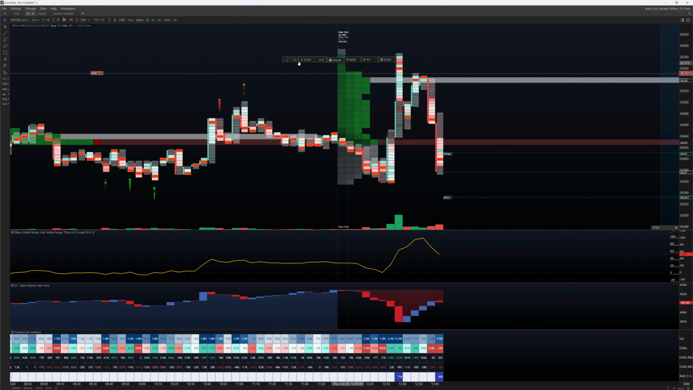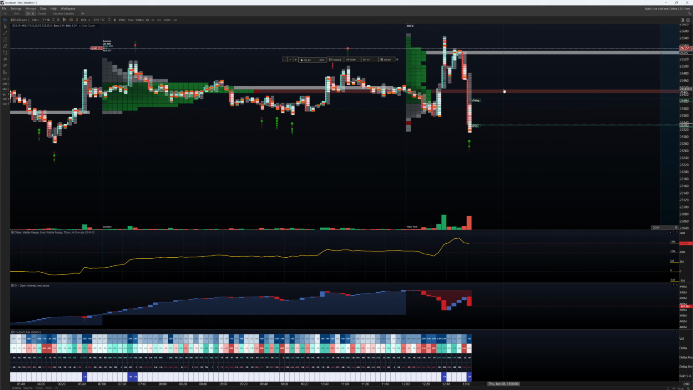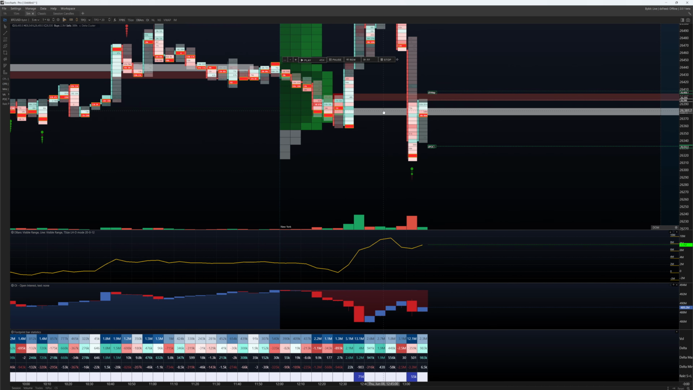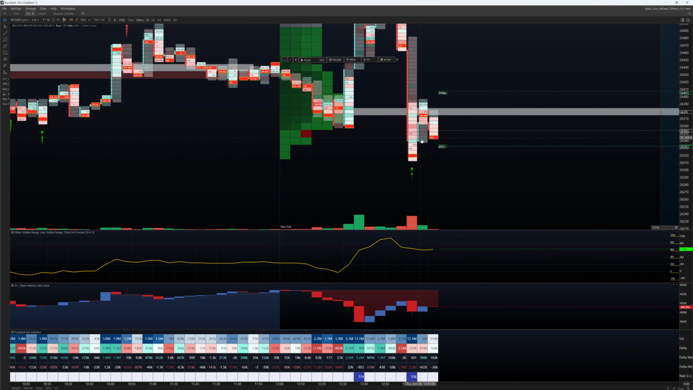So if we just hit the play button again, let's reduce the speed a little bit. Hit the play button. So price is coming down, and then you obviously have this initial low. And this is what I'm referring to. You have this initial low, and then price starts to just go sideways for 5, 10, 15, 20 minutes of sideways action after this initial low was put in.